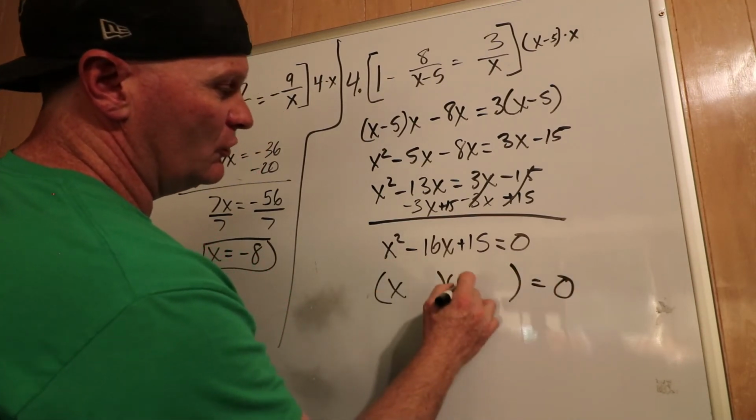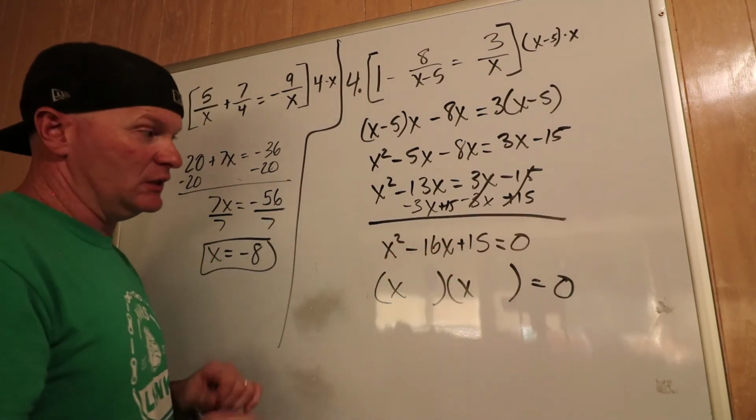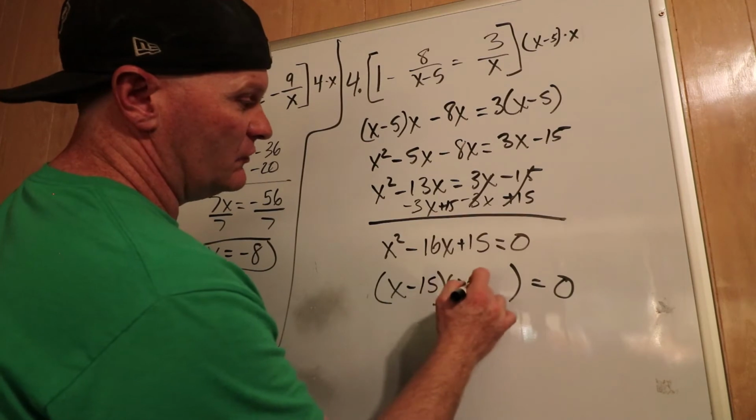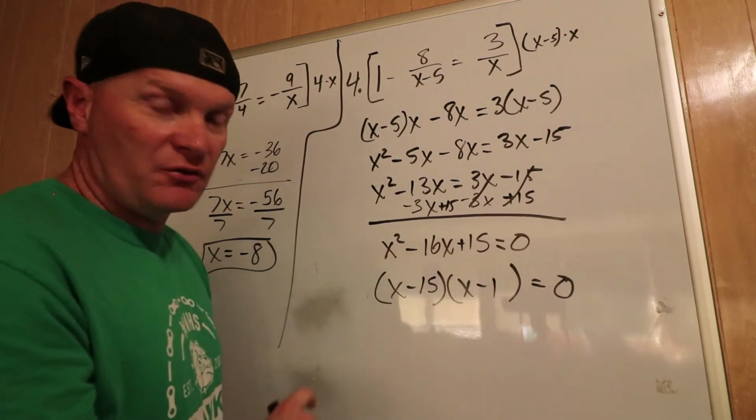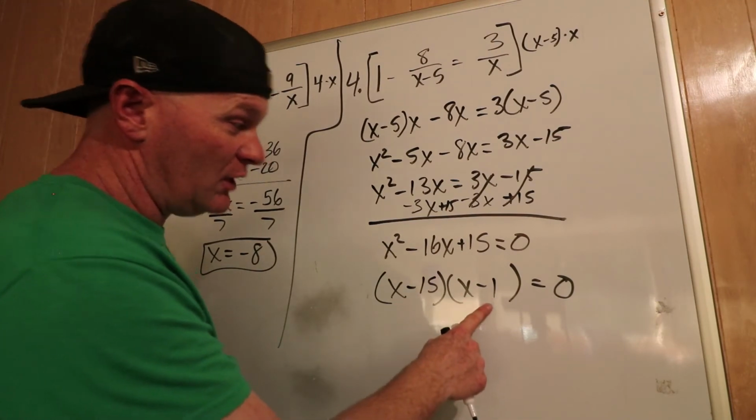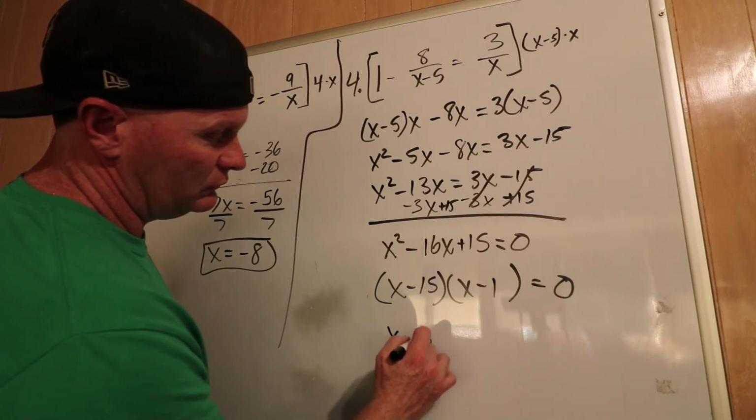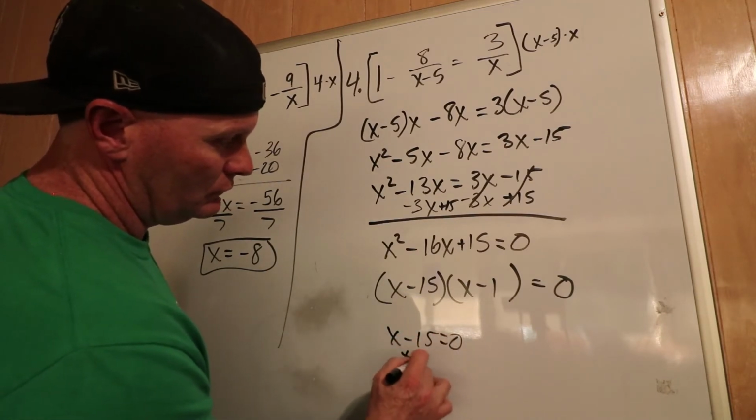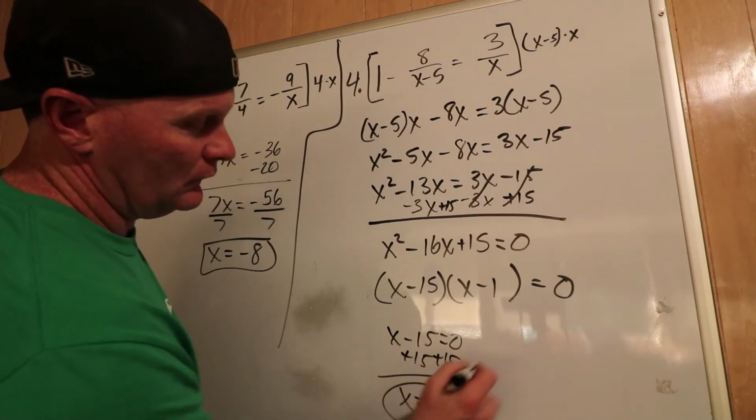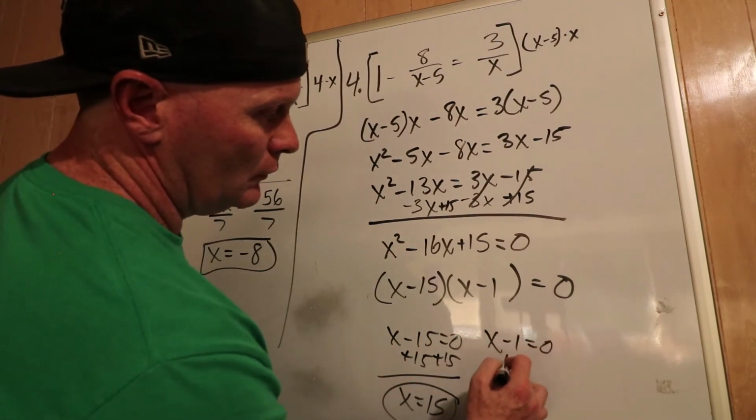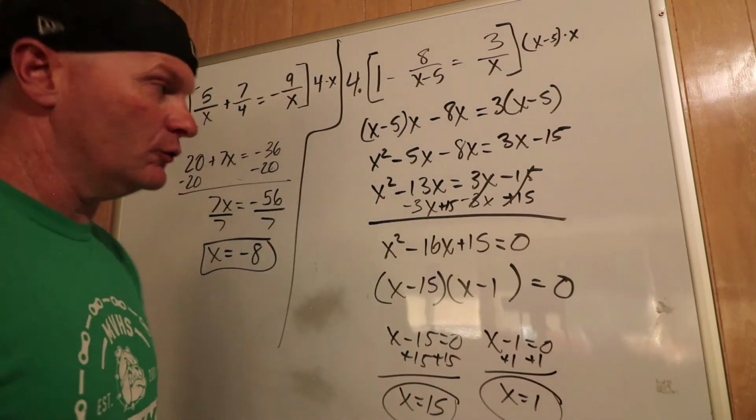So we need two numbers that multiply to make 15 and add to make negative 16. So I think it's going to be minus 15 and minus 1. Negative 15 times negative 1 is positive 15. Negative 15 plus negative 1 is negative 16. And then if I solve each equation, I get x equals 15. And then plus 1, x equals 1. So those are my two answers. Okay?